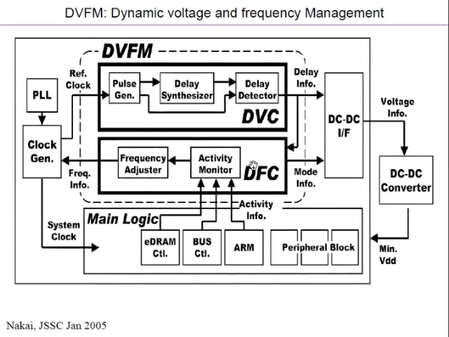How do they adjust the frequency? They basically look at the activity in all these blocks. Embedded DRAM controller, someone will make a request: get me this data. That request they'll count. All they have is counters. They'll take a window: let me monitor the activity over the next 100,000 cycles. In that window, you count the number of times the DRAM gets accessed, the bus gets accessed, the ARM core gets accessed, and then you get an idea for how much activity there has been in that 100,000 cycle period.